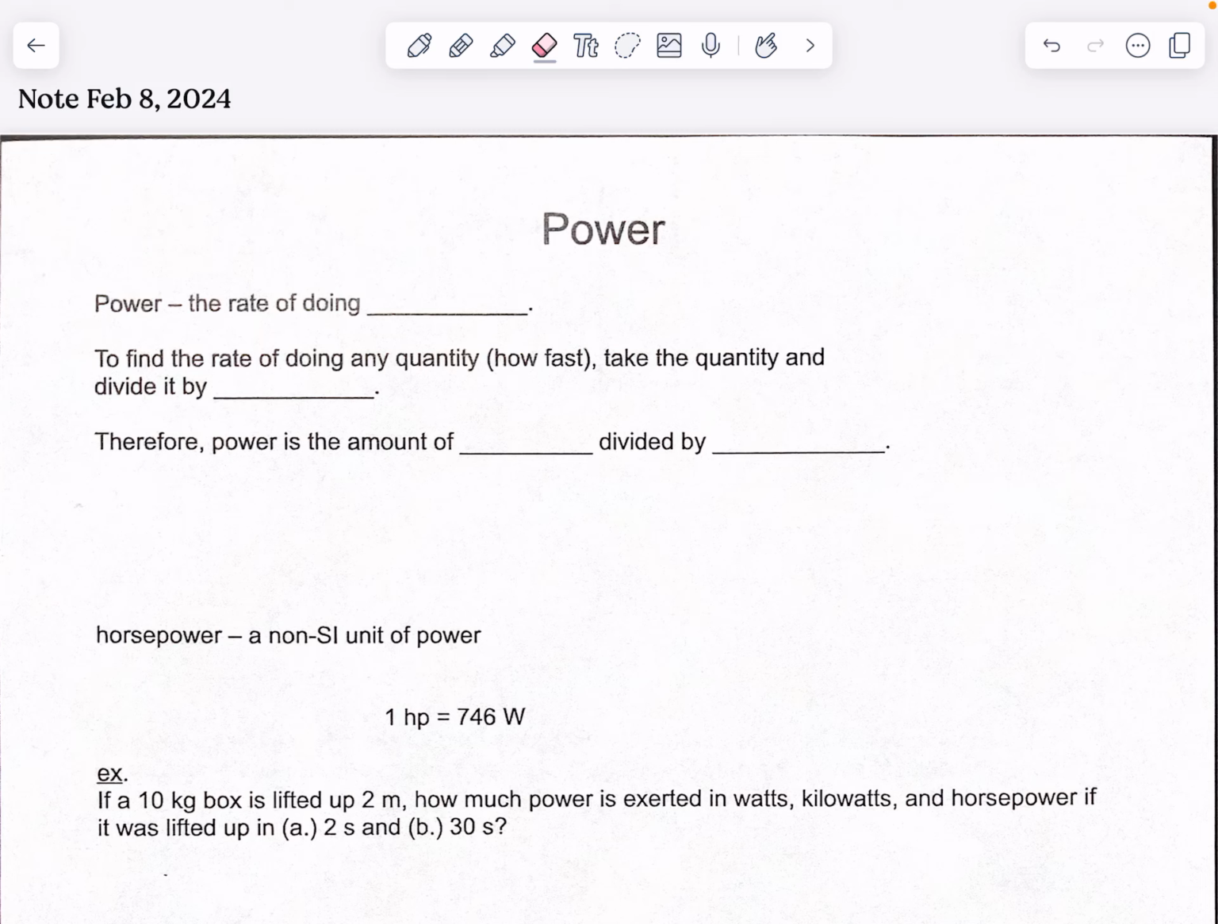All right, so this video is going to start on page 13. We're going to start talking about power. So we've been talking about work. Well, power is the rate of actually doing said work. Define the rate of doing any quantity, or how fast to do it: take the quantity that you're doing and divide it by time. So therefore, power is the amount of work divided by time.